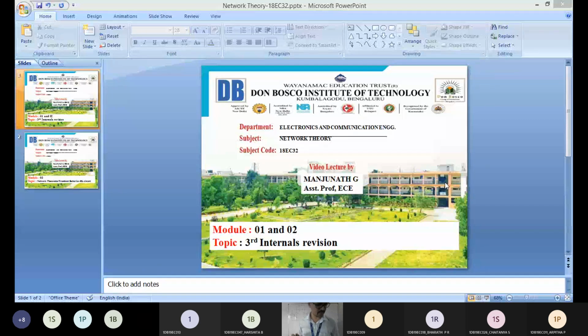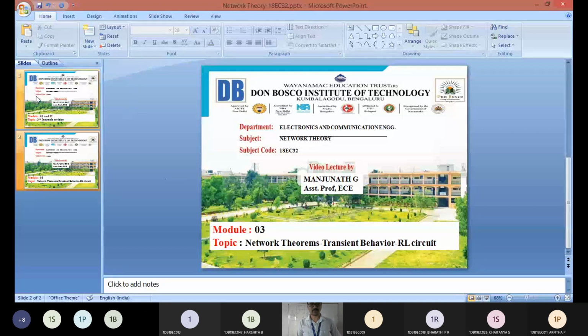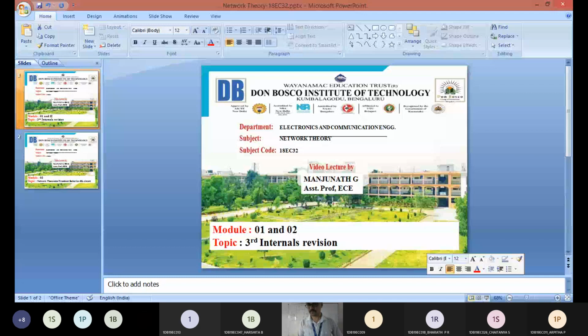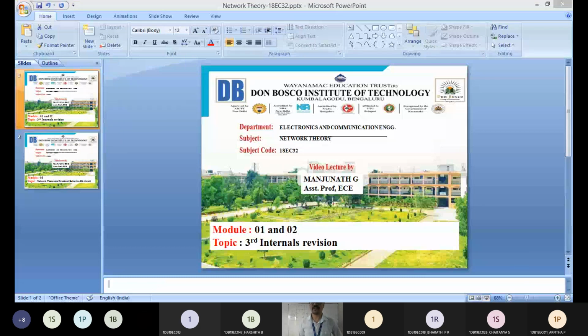I hope everyone got the syllabus for your next internal, right? It starts from Monday. I told you what you are supposed to prepare for the third internals. It starts from your source transformation, star delta, followed by 5 theorems, and then one topic on your initial condition, that is driven undriven concept, what we did on RL circuit.